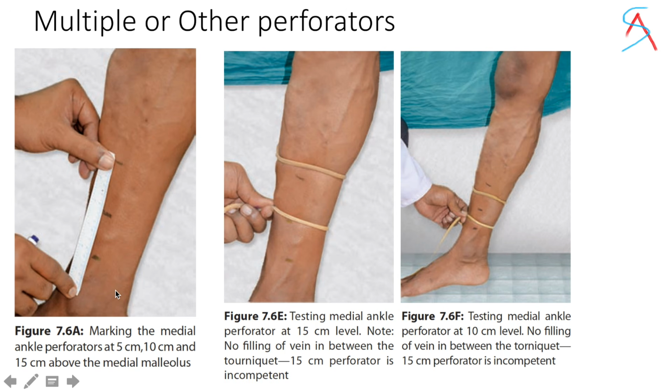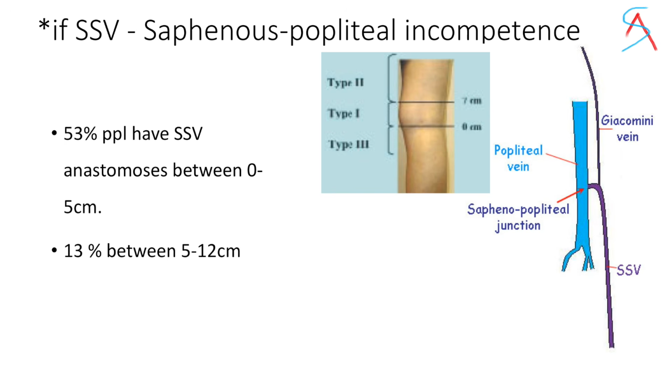We can mark the ankle perforators at 5 cm, 10 cm and 15 cm, and then for each individual perforator we can do the test by using 2 tourniquets as shown here. Just to tell you that in the whole video, whatever tests we discuss, mostly we'll be discussing the great saphenous vein. But if you find varicose veins of the small saphenous vein, then you also have to look for saphenopopliteal incompetence.